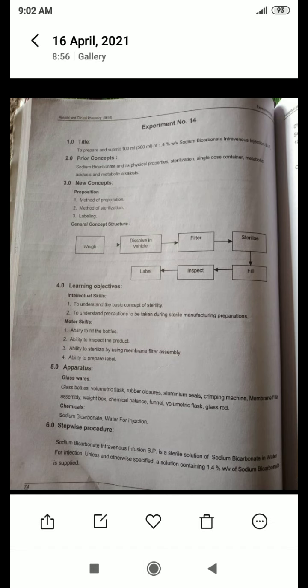Then next are the learning objectives, that is intellectual skill and motor skill. In intellectual skill, to understand the basic concept of sterility, then to understand precautions to be taken during sterile manufacturing preparations. Then motor skills: ability to fill the bottles, ability to inspect the product, ability to sterilize by using membrane filter assembly, and ability to prepare the label. These are the motor skills.